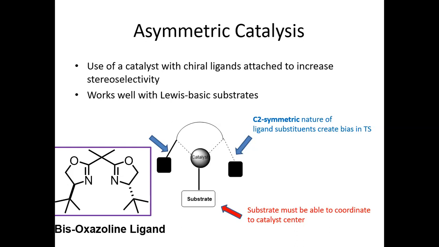So more than likely you still end up getting two products because it is a competition. But based on what the substituents are on the ligand, that's going to determine how much of one product you get over the other, right? Because again, you have to be able to create a bias in the transition state so that you've got a competitive process happening, and one of those processes is a little bit lower in energy than the other. So you put a chiral ligand on a transition metal, and boom.